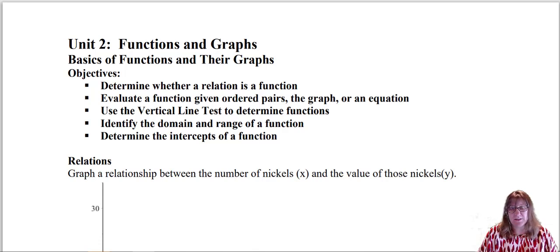Determine whether a relation is a function. So we have to know what a function is first. Then evaluate a function given ordered pairs, the graph, or an equation. So a couple different ways to evaluate functions there. Using the vertical line test to determine if a graph represents a function. Identify domain and range of a function, and then intercepts of a function. So we have a lot going on in this first part here.